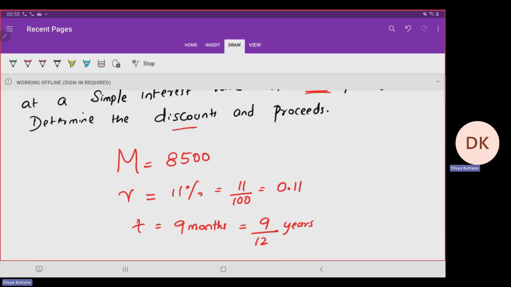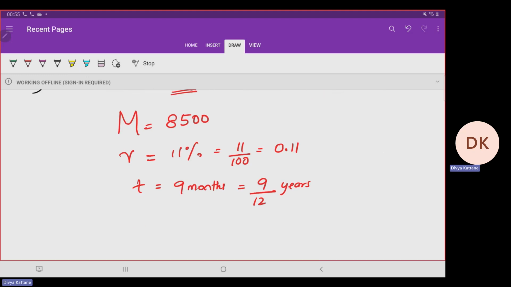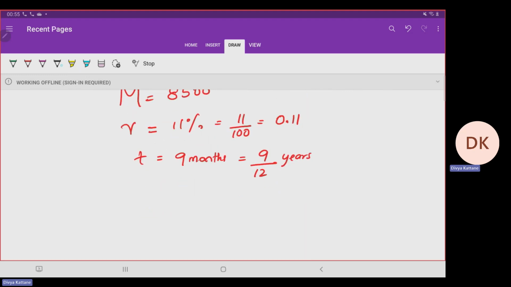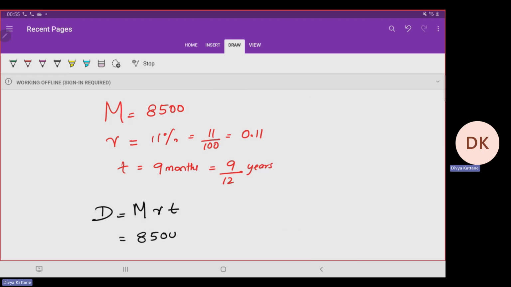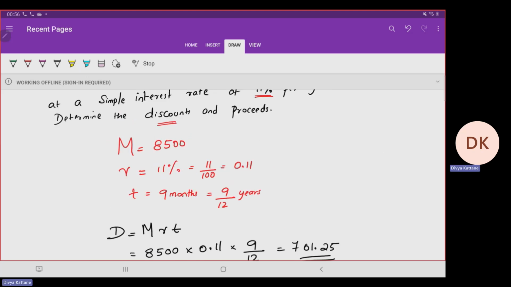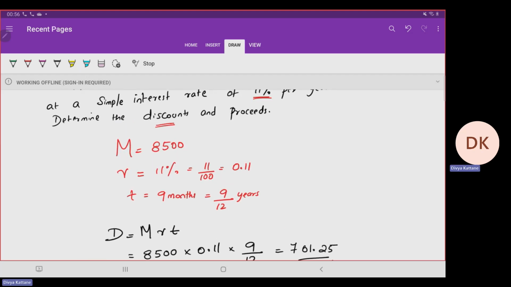So first we will find what is the discount. Discount is represented with the letter D. What is the rule for discount? D equal to MRT. So you have your M. M is 8,500. R is 0.11 into T is 9 by 12. So if you check from the calculator, the answer will be 701.25. So this is the rule for discount.